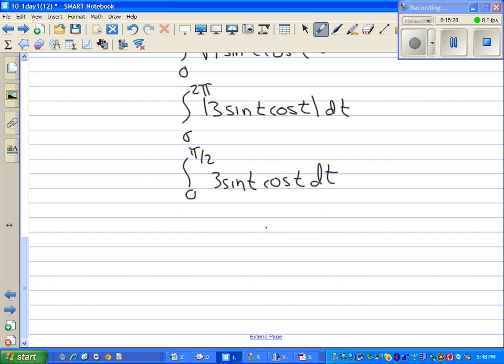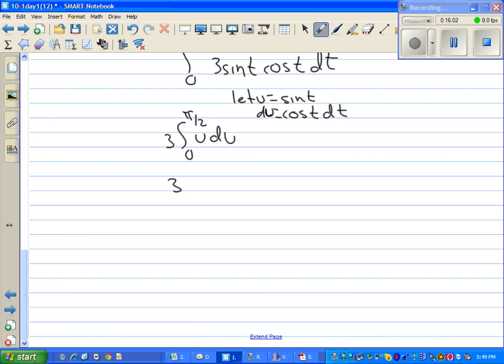So we need to take the antiderivative of this. We'll let u equal sine of t, du equals cosine of t dt. So I can pull the 3 out. So we have 3 times the integral from 0 to pi over 2 of just u, and cosine dt becomes du. Now I can integrate. So we have 3 times 1/2 u squared, which is really 3/2 u squared.